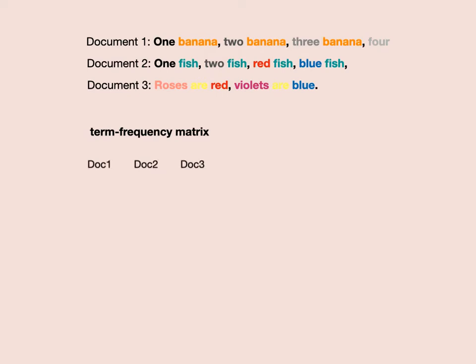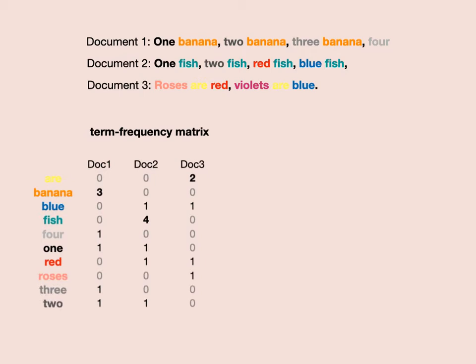Do the same. Okay, so this is the term frequency, right? R happens twice in 3. Bananas 3 times in 1. Blue a couple times. Fish happens 4 times in that document. And so on, right? Lots of ones, lots of one-offs, right? Now, this is just how often does each one occur in that document.